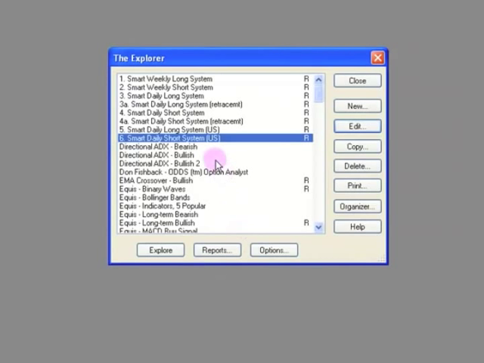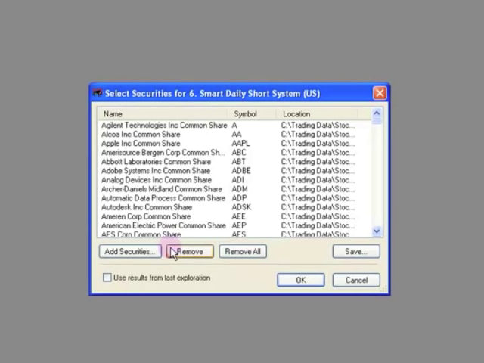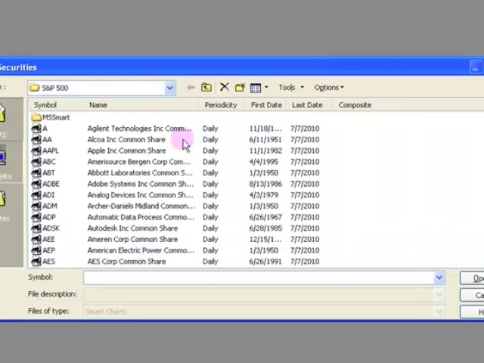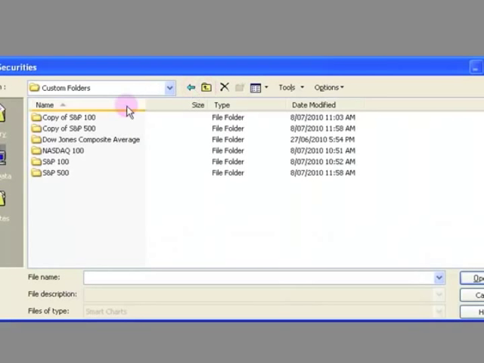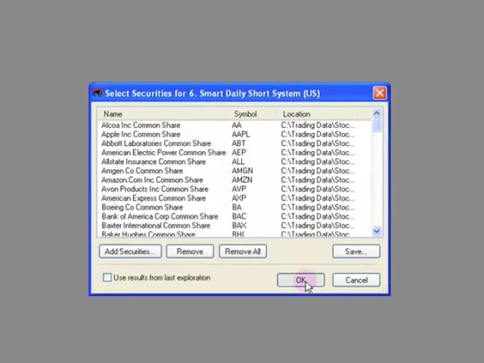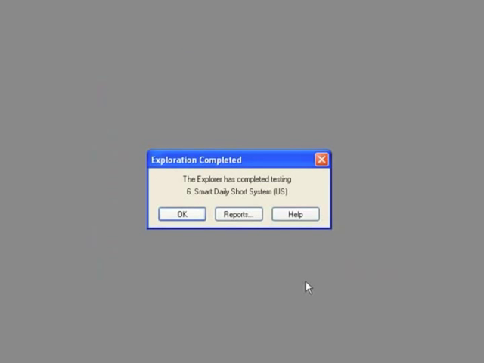So I close that down, I press explore, I'm going to remove all, I'm going to add securities, and I'll go upper level and into the S&P 100. And I've set these custom folders up from Data HQ. Select all, open, OK, run the scan.